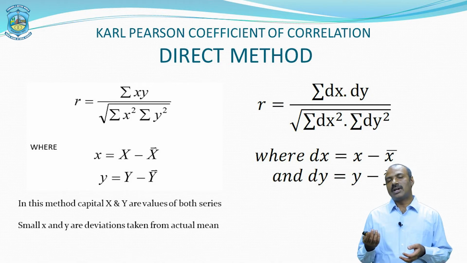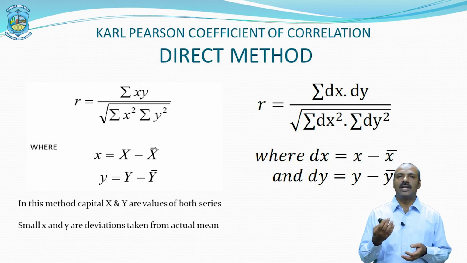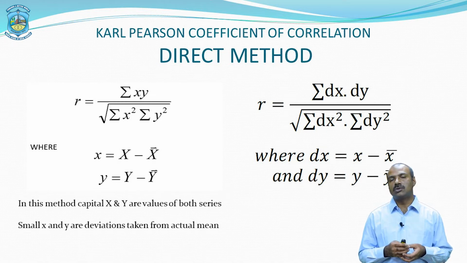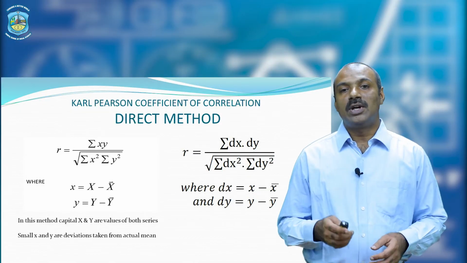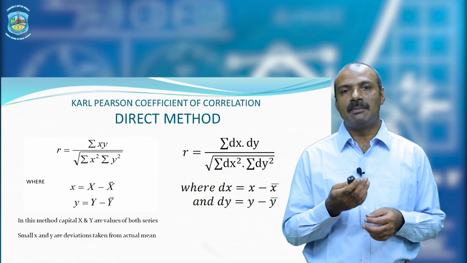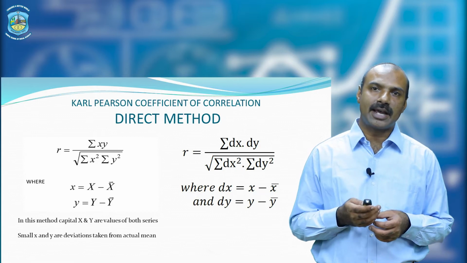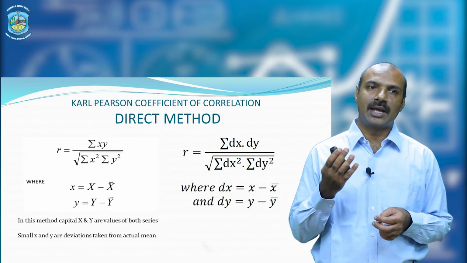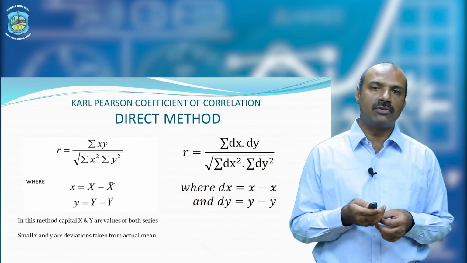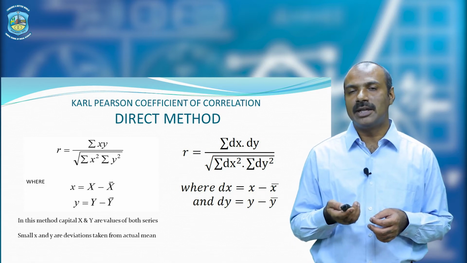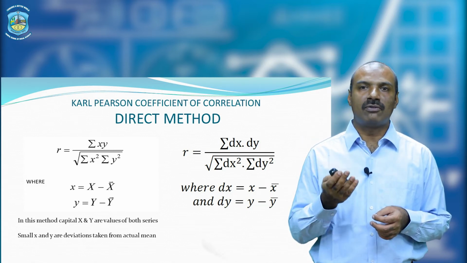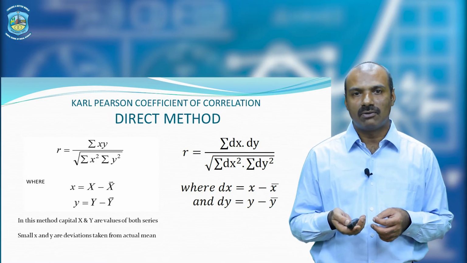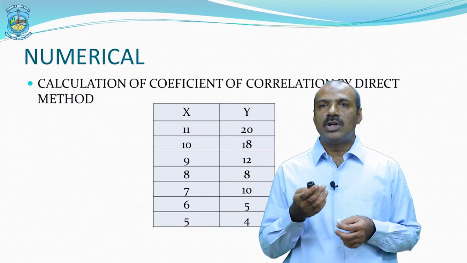Different authors have given different notations, so we have another formula, that is, r equals summation dx dy divided by the square root of summation dx square into summation dy square. Only the notations are different. dx is the same as we have discussed, that is, x minus x bar. It means we have to subtract the value of x bar from all the values of x. Similarly, dy is nothing but we have to subtract the mean of the y series from all the given values of y. So let's move on to a numerical.